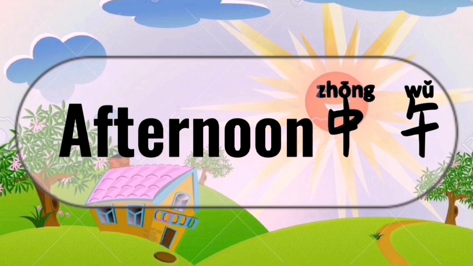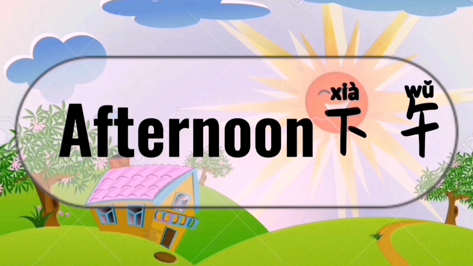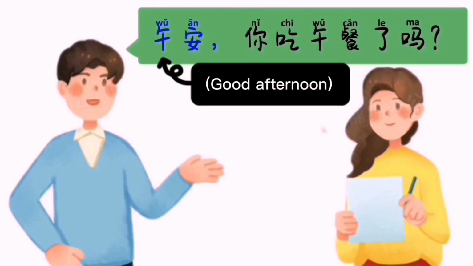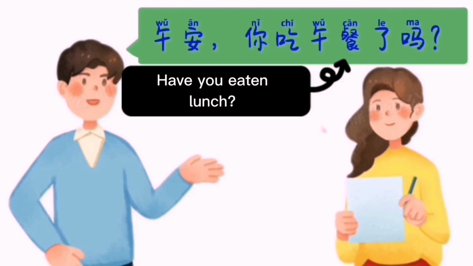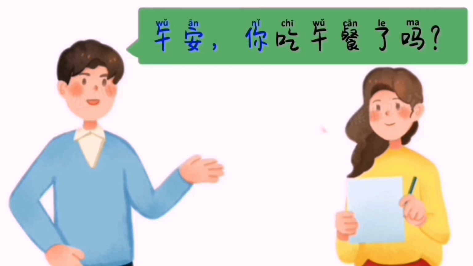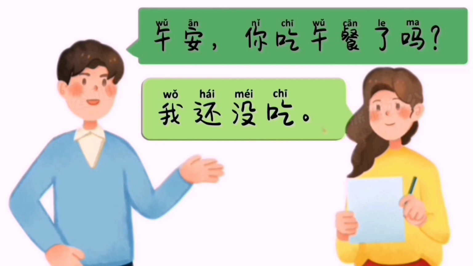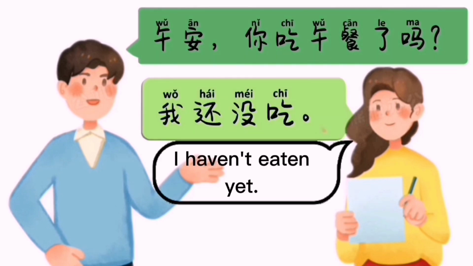Afternoon. We say 中午 when it's 12 p.m. to 1 p.m. 下午 means after 1 p.m. and before evening. 下午, 午安, Good afternoon. 你吃午餐了吗？ Have you eaten lunch? 我还没吃, I haven't eaten yet.